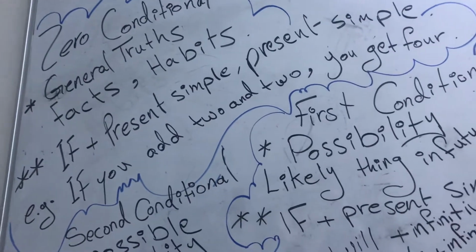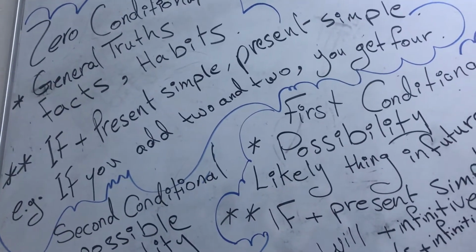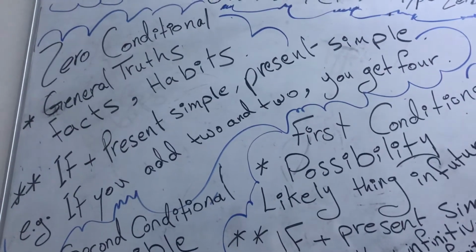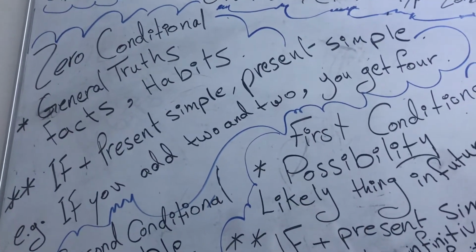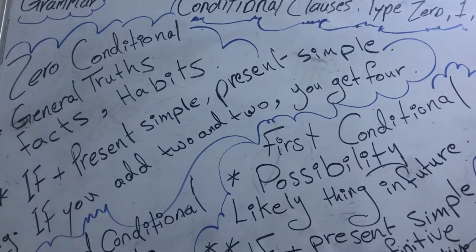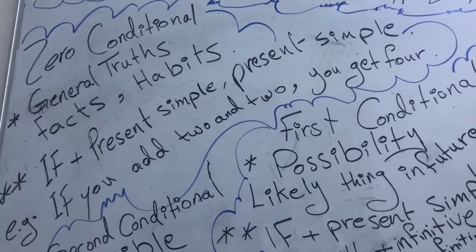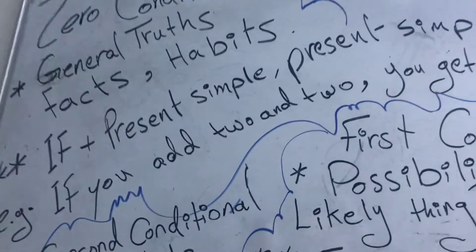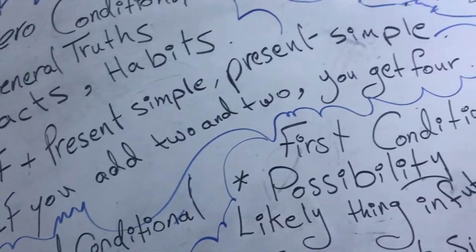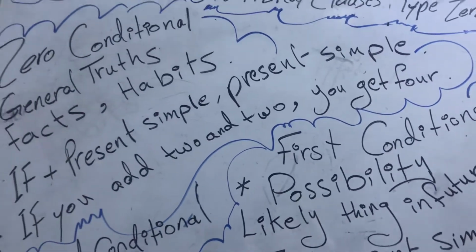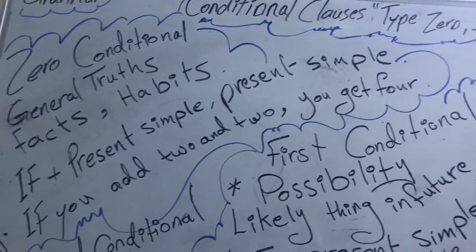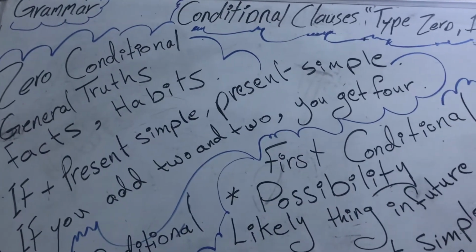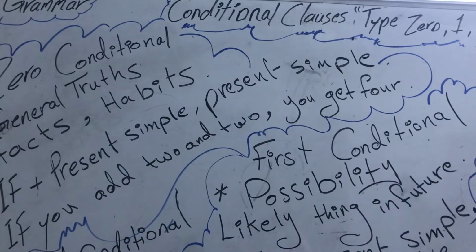The form of it will be the first part, which is the if clause plus the present simple, and the second part, the main clause, will be in the present simple tense. And as an example regarding that, if you add 2 and 2, you get 4. إذا بتجمع 2 زائد 2، أوكي، النتيجة الحتمية اللي حتكون عندك اللي هي الرقم 4.